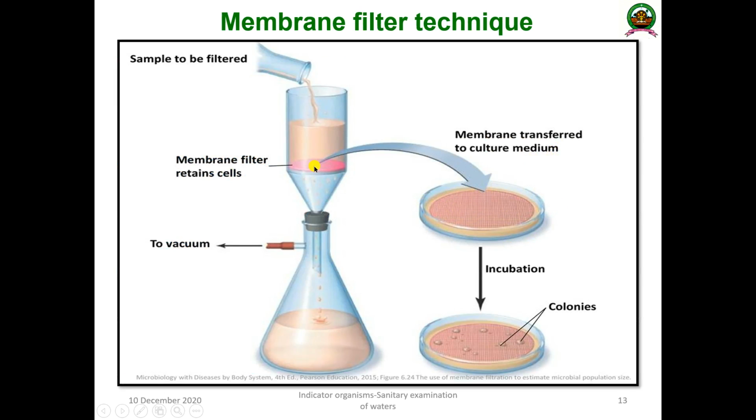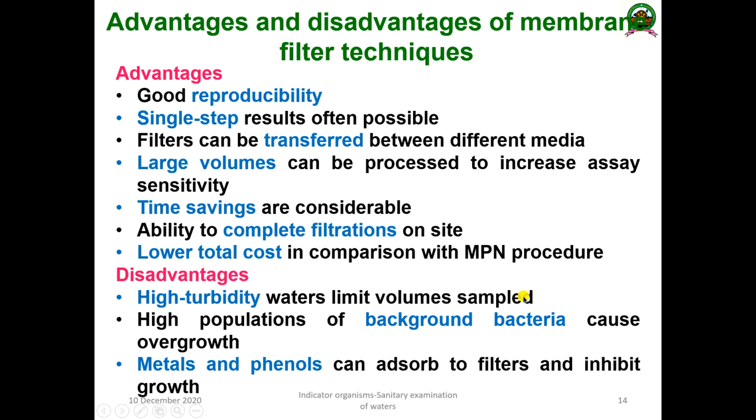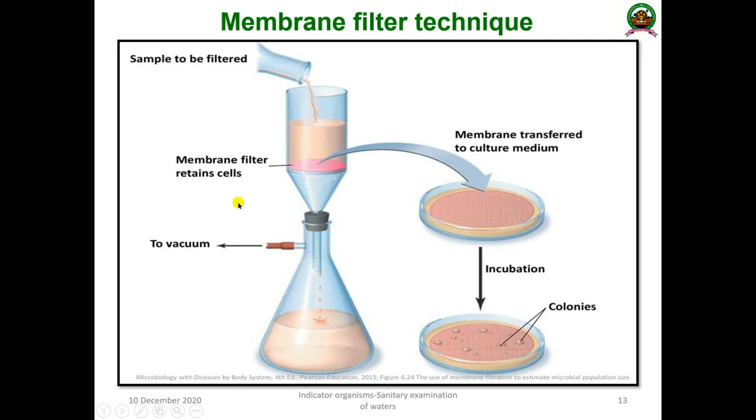Instead of one medium, if you want to use any other, such as MacConkey agar, nutrient agar, or EMB agar, eosin methylene blue agar, you can use any medium and transfer the filter. A large volume of the sample can be processed, which increases the assay sensitivity. However much water you want to pour, you can pour. The only thing is you should keep changing the conical flask.